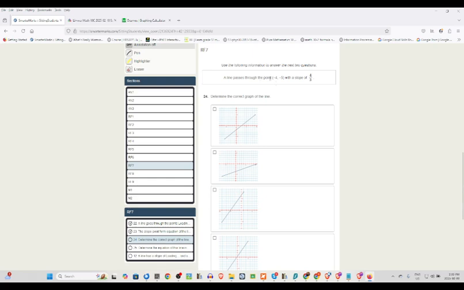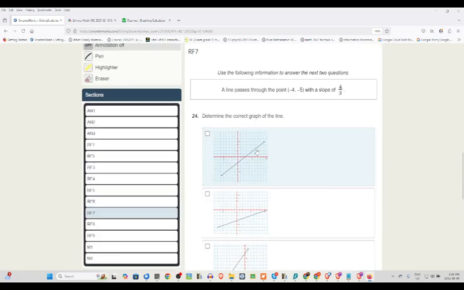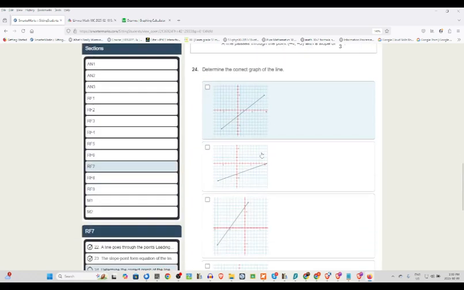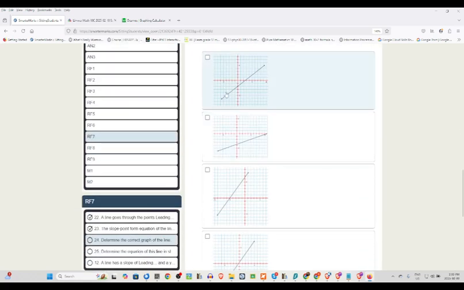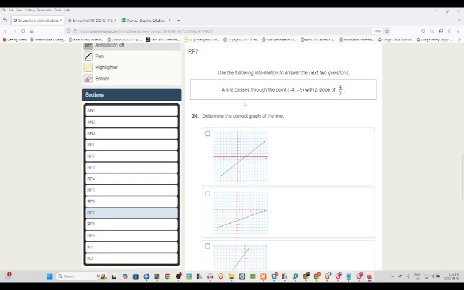Now, a line passes through the point negative 4, negative 5 with a slope of 4 over 3. So let me zoom in a little here so we can read the graphs better. Negative 4, negative 5. That one goes through the point. What is our slope? 2, 3, 1, 2, 3, 4. That is a slope of 3 over 4. We need 4 over 3.